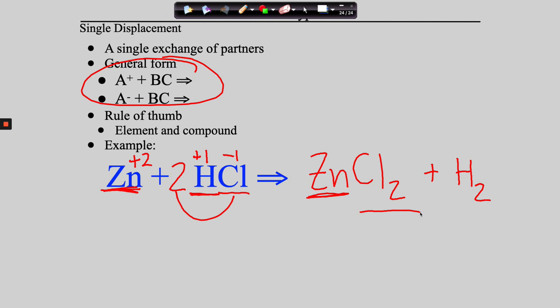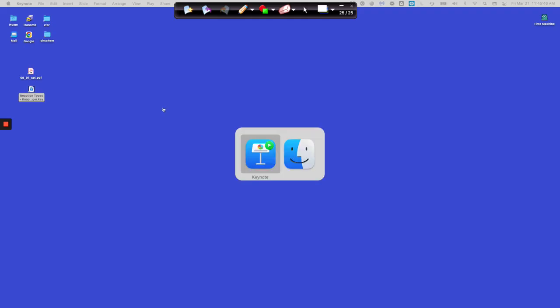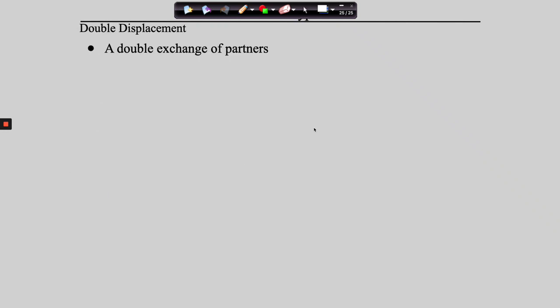Let's look at other examples. It'll come. All right, so guys, now looking on to double displacement reactions. So guys, if single displacement does it once, double displacement does it twice.